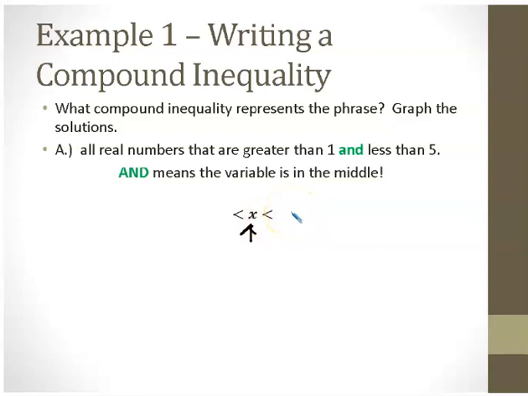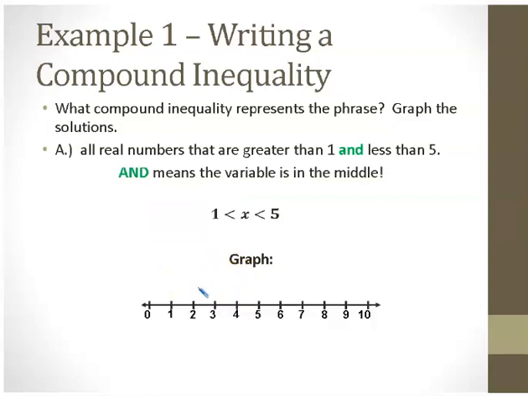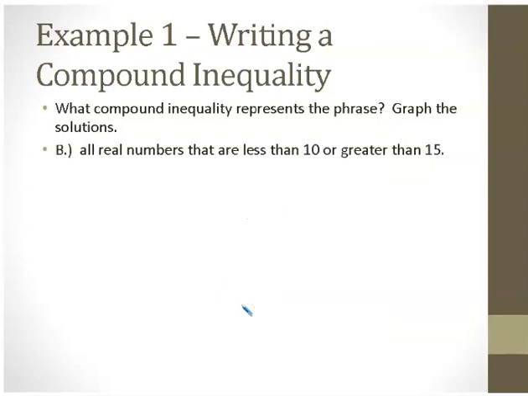So some number, less than x, which is less than some other number. If I reread it, my solution is all real numbers that are greater than 1, so my solution has to be between 1 and 5. When I go to graph this on a number line, I'll have open dots at 1 and 5, and my graph will actually be in between them. It'll be in between the 2 of them. So it's graphed in the middle. Okay, so that's graphing a compound inequality with the word and.